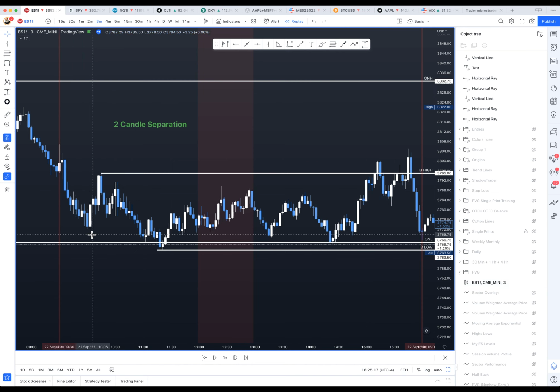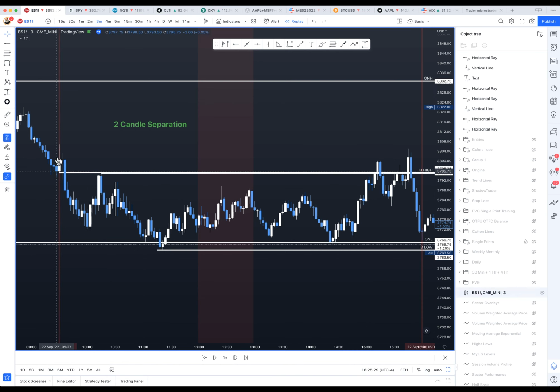So price comes down immediately. Doesn't hit my overnight low, so no trade yet. And then it decides to go back up. And if I had to draw a line, I would draw it here, on the thick base of this white candle as a short. So you would enter short here.